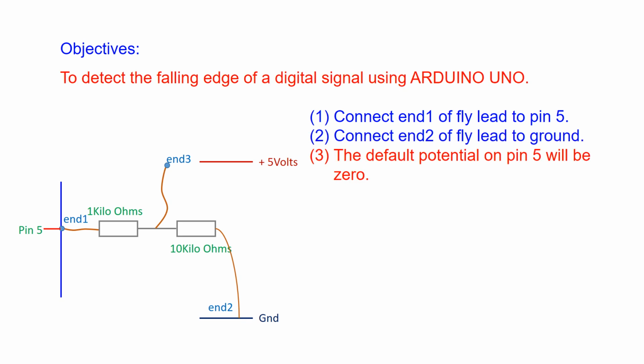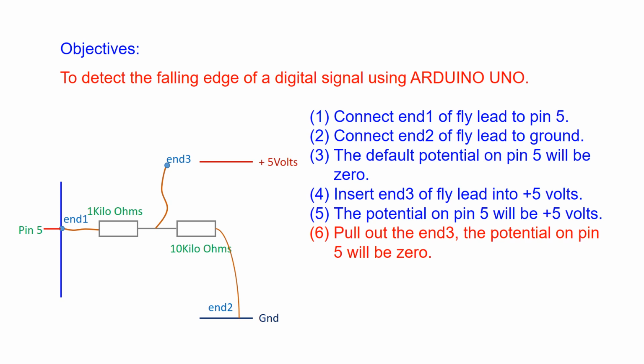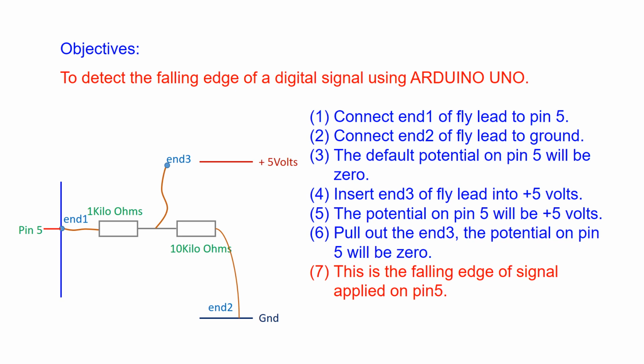After connecting the fly leads as mentioned earlier, the default potential on pin 5 will be 0. Insert end 3 of fly lead into plus 5 volts. Now the potential on pin 5 will be plus 5 volts. Now pull out the end 3 of fly lead. The potential on pin 5 will be 0 now. This is the falling edge of signal applied on pin 5.